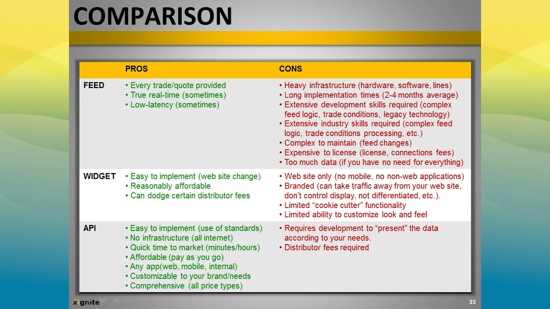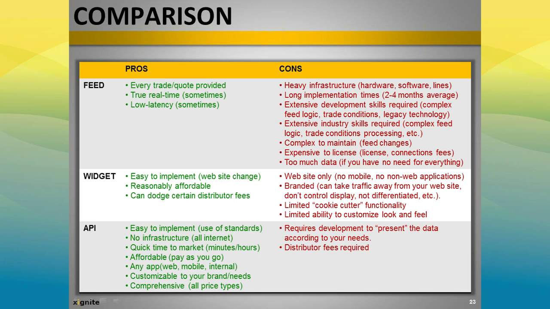The pros and cons. Feeds. You get every trade and quote down the feed. It's true real time sometimes and low latency sometimes. So of course, if you want nanosecond response time because you're doing algo trading, you're going to have to get a feed. But if you're going to display data on a website or on a mobile app, you really don't need a low latency feed.